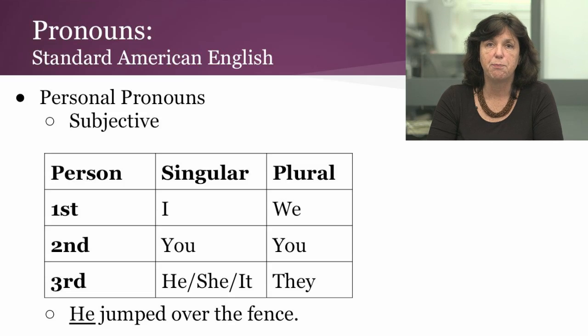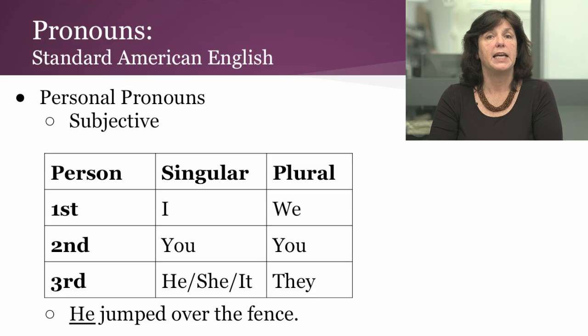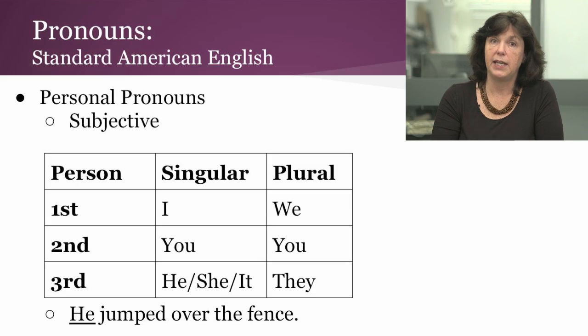There are subjective pronouns, which are used when the pronoun serves as the subject of a sentence. They are I, you, he, she, it, we, you, and they. A subjective pronoun performs the action of a verb. So, for example, in a sentence, "he jumped over the fence," he is performing the action of jumping.